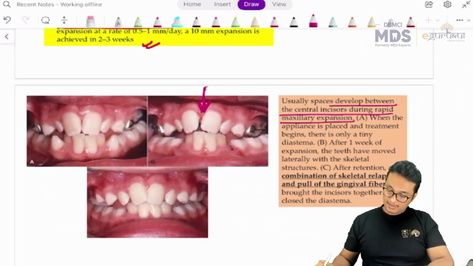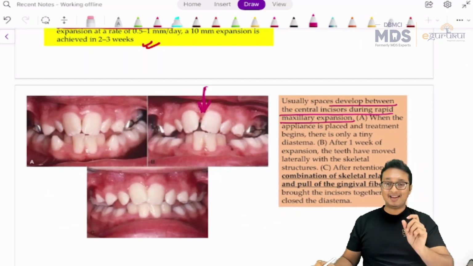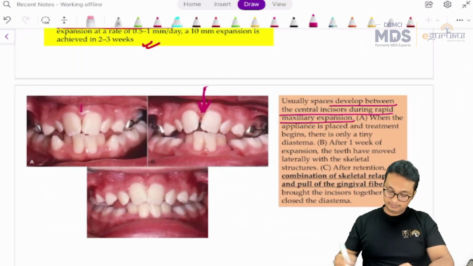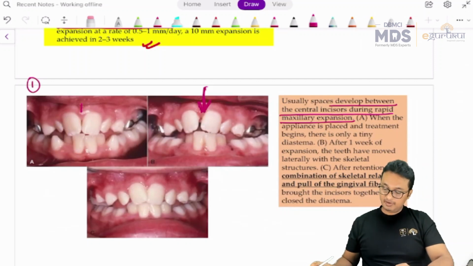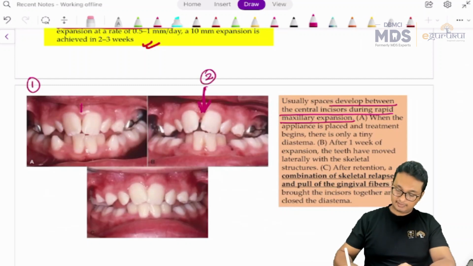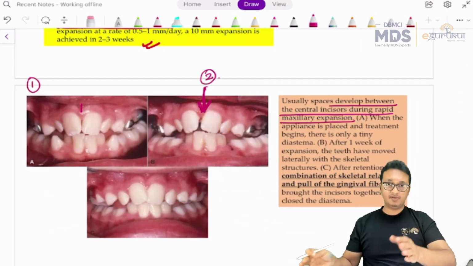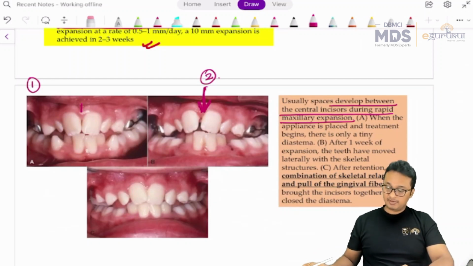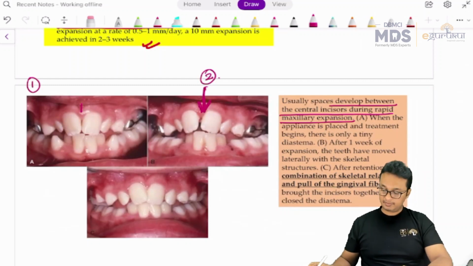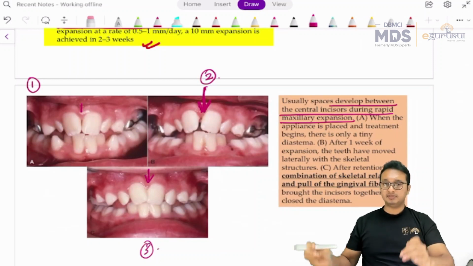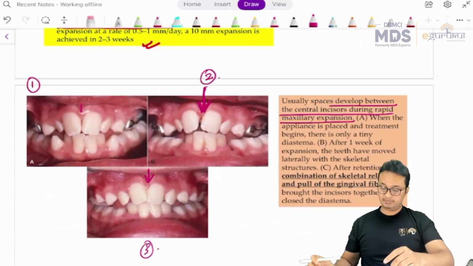Now, once the appliance is placed and treatment begins, there is only a very tiny diastema, as you can see here in the first figure. After 1 week of expansion, the teeth have moved laterally with the skeletal structures. This is the second figure where the diastema is quite significantly pronounced. Whereas after retention, there is a combination of skeletal relapse and pull of the gingival transseptal fibers, which have brought the incisors together and closed the diastema altogether here. You can see there is no diastema because of the pull of transseptal fibers. They have pulled both teeth together and closed the diastema.